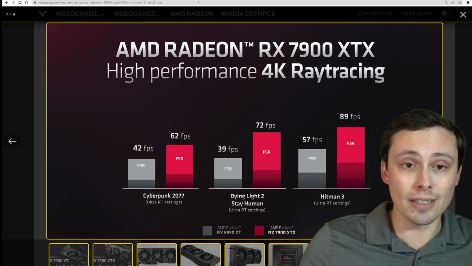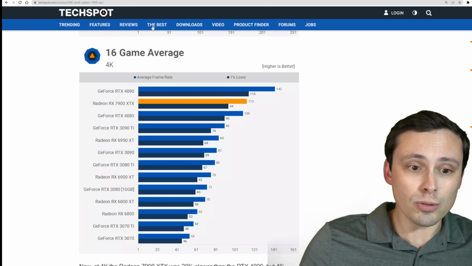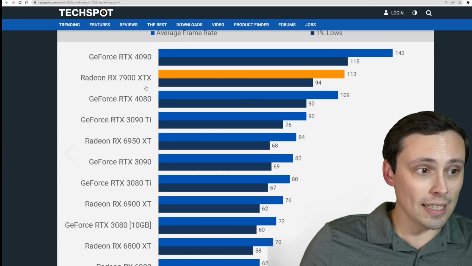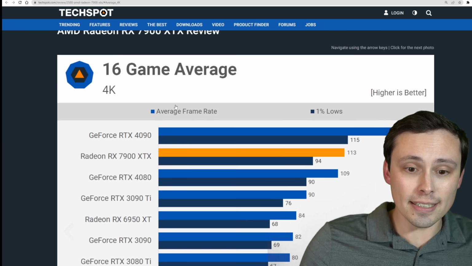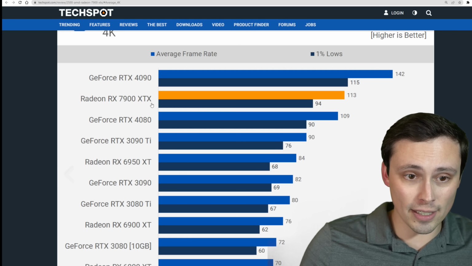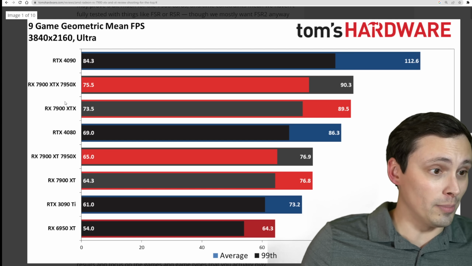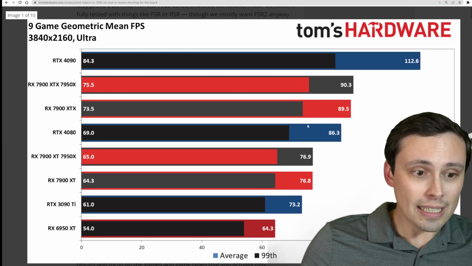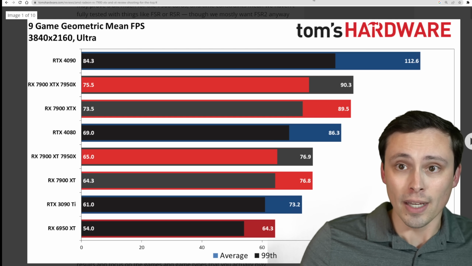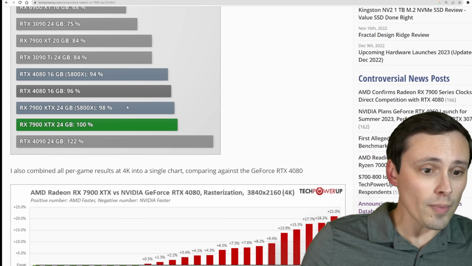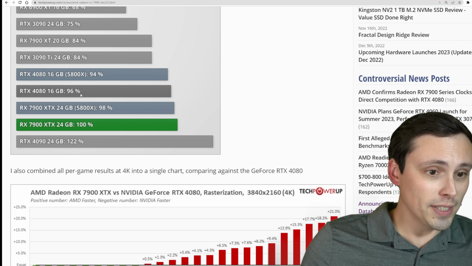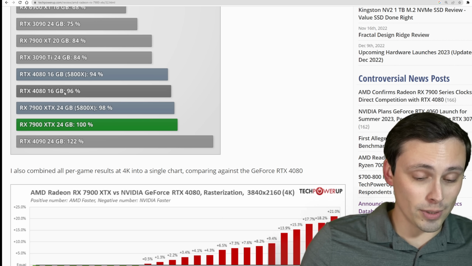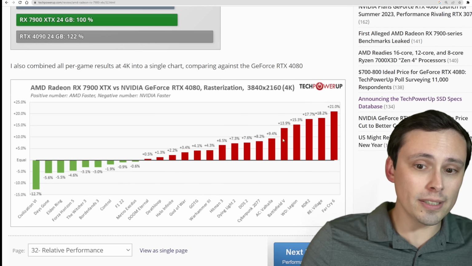In rasterized, in other words non-ray tracing, performance, most reviews have the 7900 XTX neck and neck with the RTX 4080. Here at TechSpot, we're seeing something like a 4% advantage for the 7900 XTX. At Tom's Hardware, we're seeing, again, just a few single-digit percentage lead for the 7900 XTX over the 4080. At TechPowerUp, we're once again seeing just a few percent difference between the 7900 XTX and the 4080. They have a helpful breakdown here where you can see it game by game.